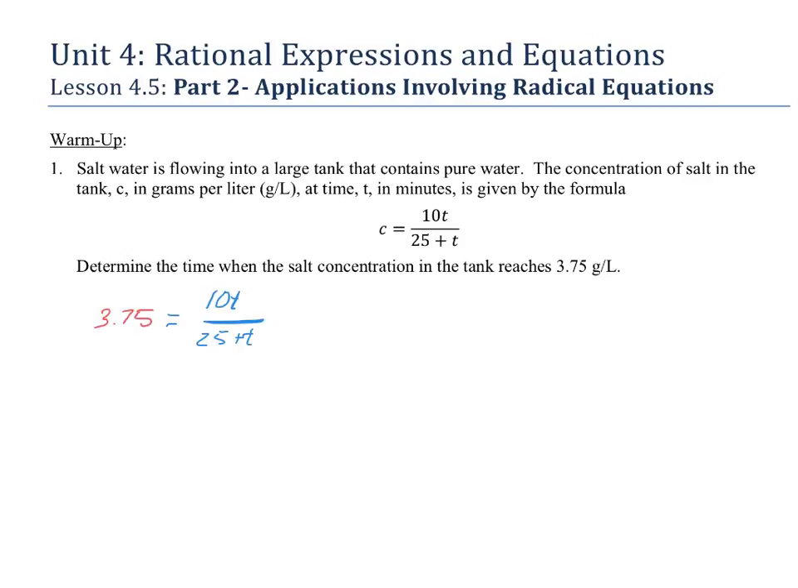So now that you've read through the question and you've completed it, you've noticed that this 3.75 grams per liter was the salt concentration. So we're substituting that in place of the C, and then we solve the equation. So you multiplied the denominator, the 25 plus t, on both sides of the equation. And when you do that, then on the right-hand side, they cancel out. On the left-hand side, we'll need to distribute that 3.75 into the parentheses.